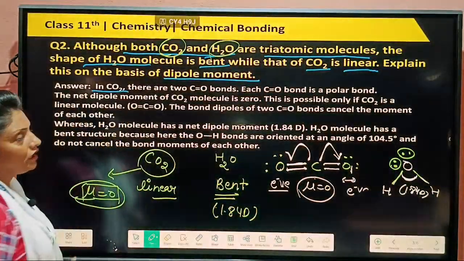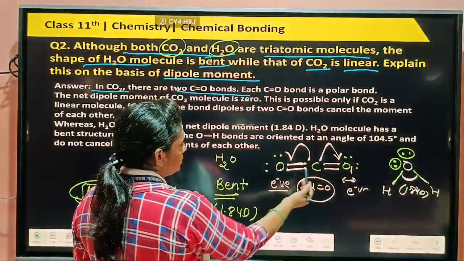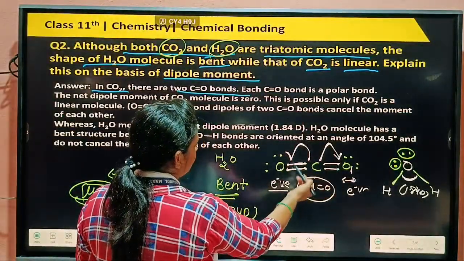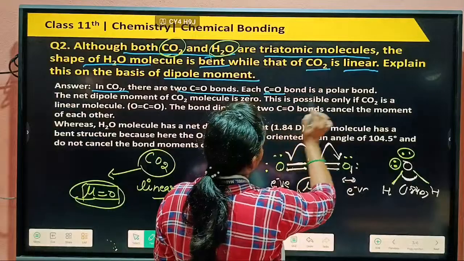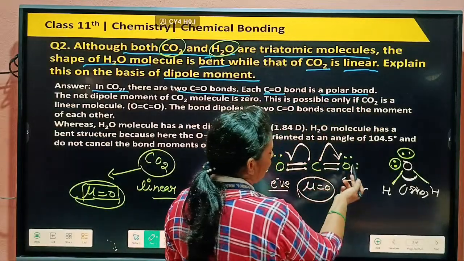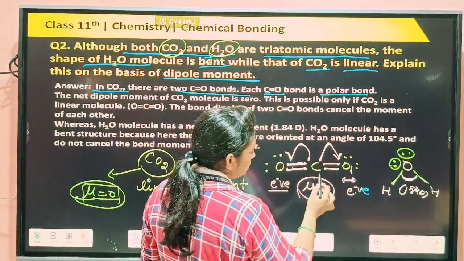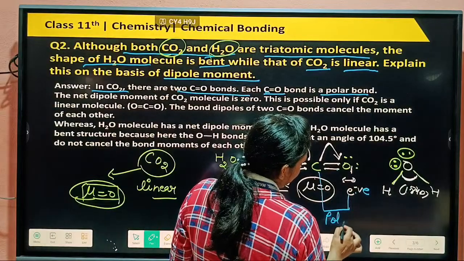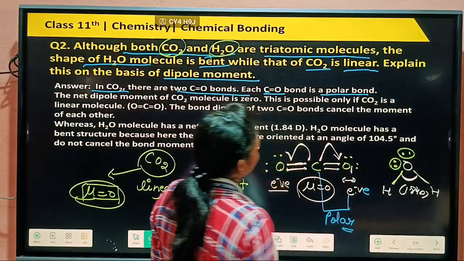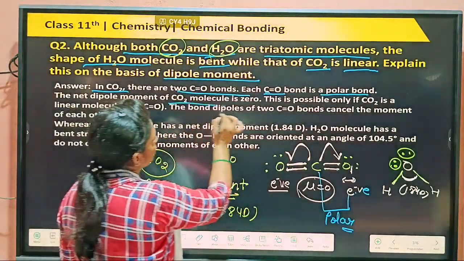So here you can see in CO2, in carbon dioxide, there are two C double bond O bonds. You can see one with this oxygen and one with this oxygen. Each carbon-oxygen bond is a polar bond. You know very well oxygen is more electronegative as compared to carbon. So the bond between carbon and oxygen will be a polar bond. The net dipole moment of the CO2 molecule is 0.